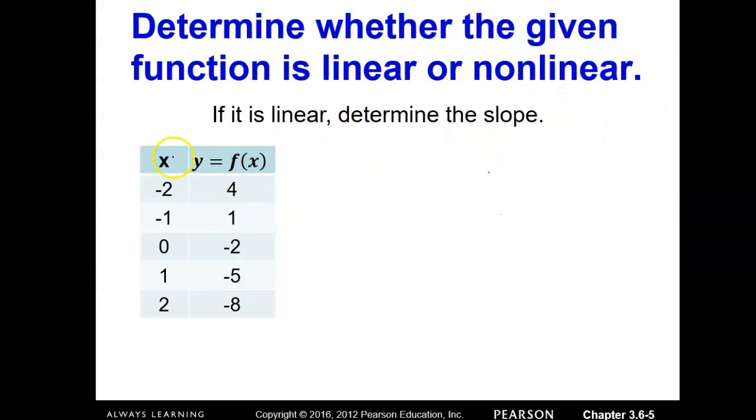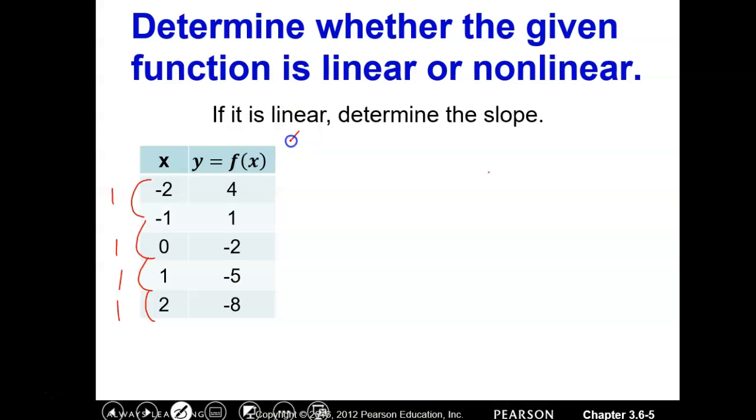Determine whether the function is linear or non-linear. Again, we have the domain and the range. So we're going to find the slope and use the slope to determine whether or not it is linear. We can tell right away that this one is increasing by 1, increasing by 1, increasing by 1. How is this one going? It's decreasing. You can see you go from 4, 1, negative 2. So as x is increasing, f of x is decreasing. That means the slope is going to be negative.